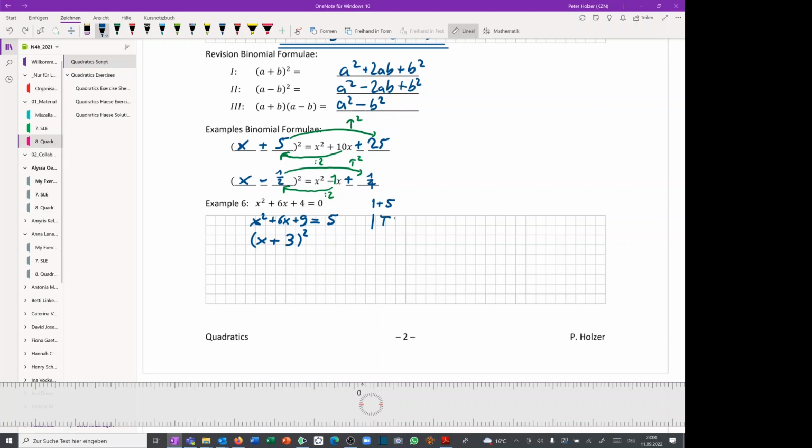And now we are in the situation that we know well, so you can solve it from here on your own. Stop the film, and here comes the solution. We take the root, x plus 3 equals plus minus the root of 5, and then we subtract 3, and we get two solutions. x1,2 is minus 3 plus minus the root of 5, and that's the final result.